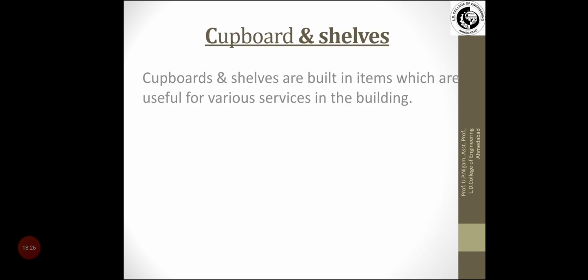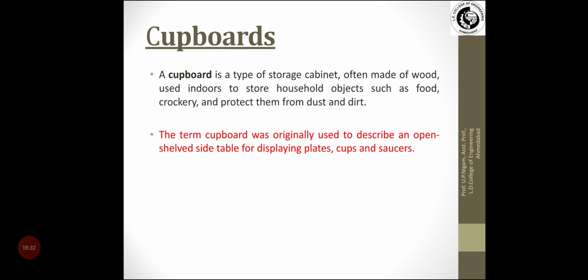Cupboard and shelf, this is also one type of building component, are built-in items which are useful services in the building. A cupboard is a type of storage cabinet often made of wood, used indoors to store household objects such as food, crockery, and protect them from dust or dirt.